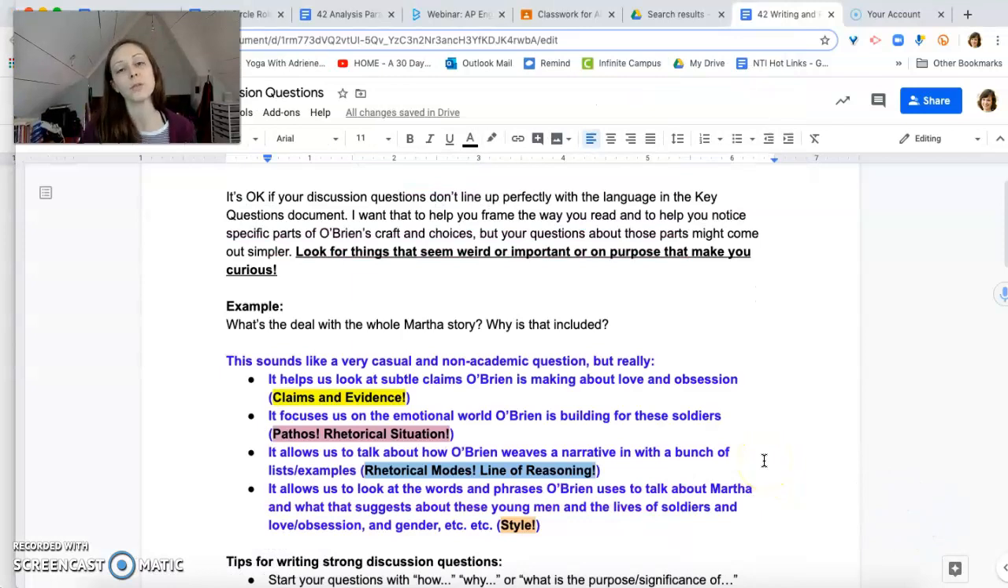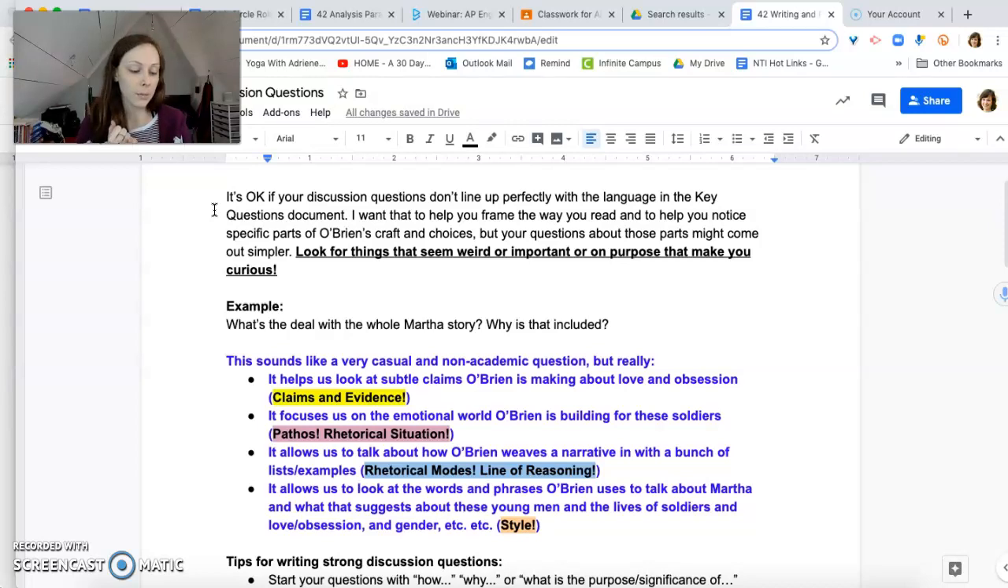So in the process of writing discussion questions, it's okay if you don't use the language from the key questions document. I'm just kind of talking through this stuff here. I want that to help you give you that lens as you're reading, but then the way that you write your discussion questions will be driven by what stands out to you.